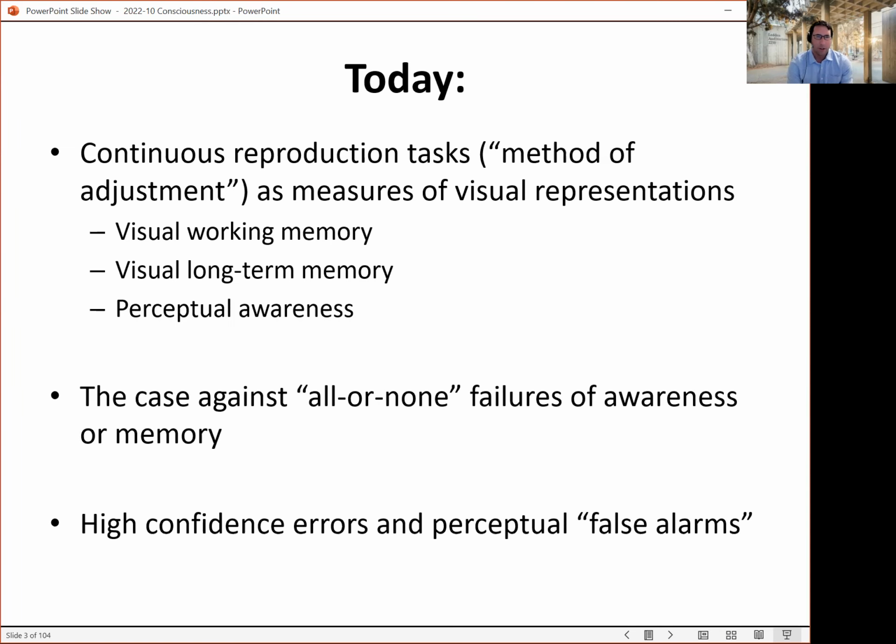And the theoretical take home will be something like, it doesn't seem like we see a lot of all or none failures of awareness or memory in these tasks, even though the most natural interpretation of them is that you do. That is consistent with a pretty simple signal detection theory, continuous variation story. We see all sorts of high confidence errors and perceptual false alarms that seem consistent with a pretty simple story about what's going on in these tasks, even though they seem like they give complex data.